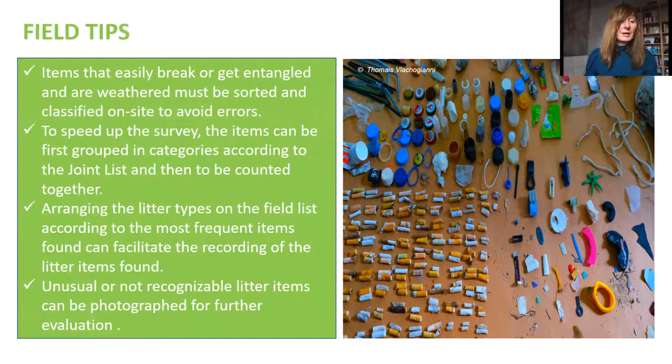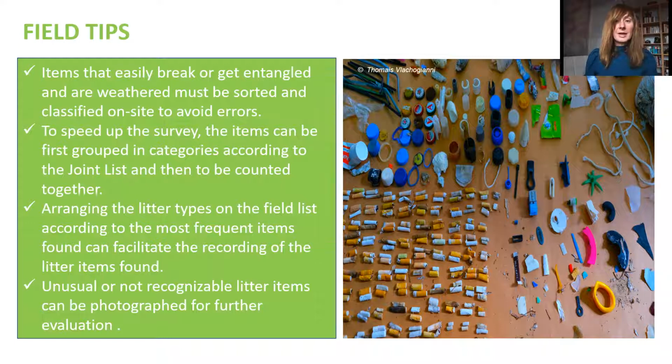Then also, arranging the different litter items on the field list according to the most frequent items found can facilitate the recording of the litter items found. So this 183-entry list can be arranged in such a way. For example, depending on the different features of a beach, we can have at the top all the fishing-related items, in case these are the ones most frequently encountered, or we can have single-use plastics-related items at the top simply because this beach is used more for tourism and recreational purposes.